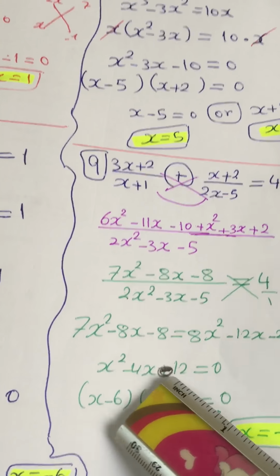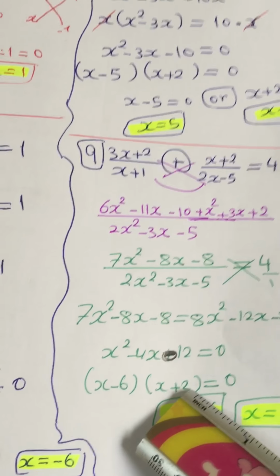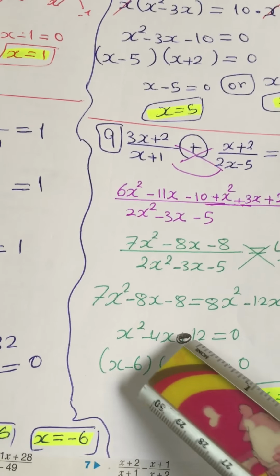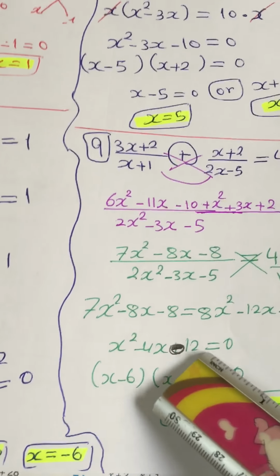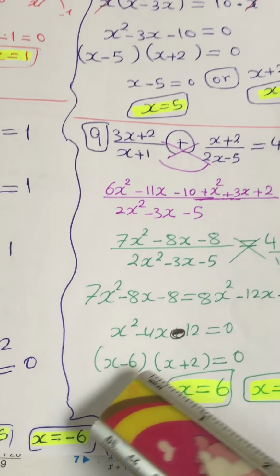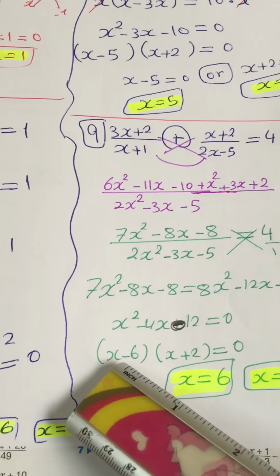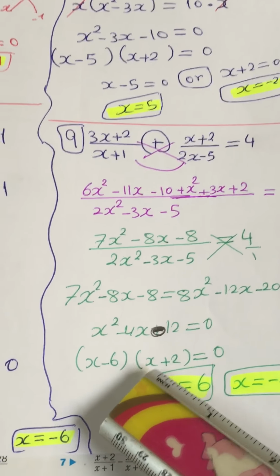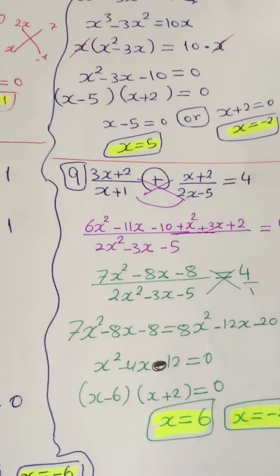Open two brackets. This negative 12 comes from negative and positive. And factorize it. x squared will be x and x. Negative 12 comes from positive times negative. I want the answer negative 4. I decide to take 2 times 6. I'll give 6 negative and 2 positive. The difference between them equals negative 4. So maybe x minus 6 equals 0, from it x equals 6. And maybe x plus 2 equals 0, so x equals negative 2.